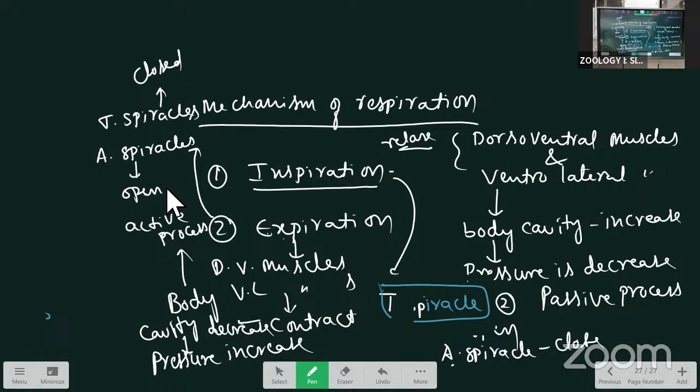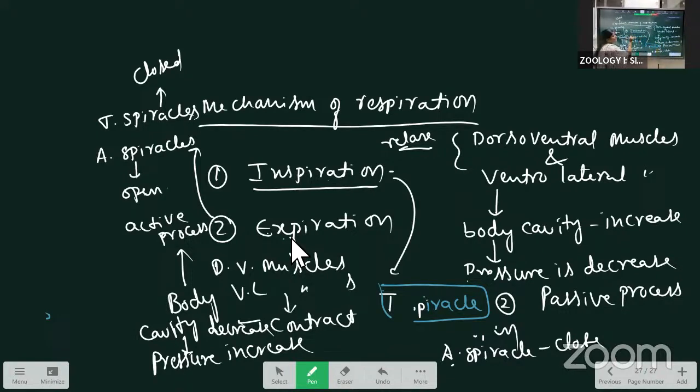This is about the mechanism of respiration. The mechanism of respiration has two processes, inspiration and expiration. In these two processes, the main muscles are the dorsoventral muscles and the ventrolateral muscles. In the relaxation time, the body cavity will be increased, and the pressure will decrease automatically.